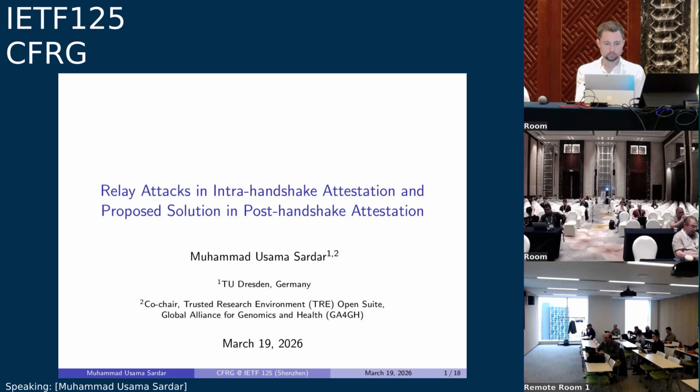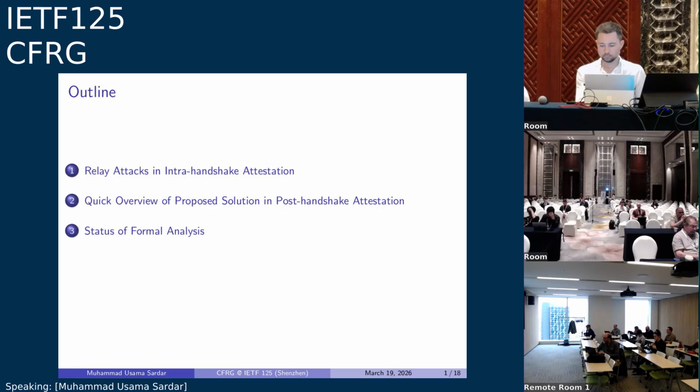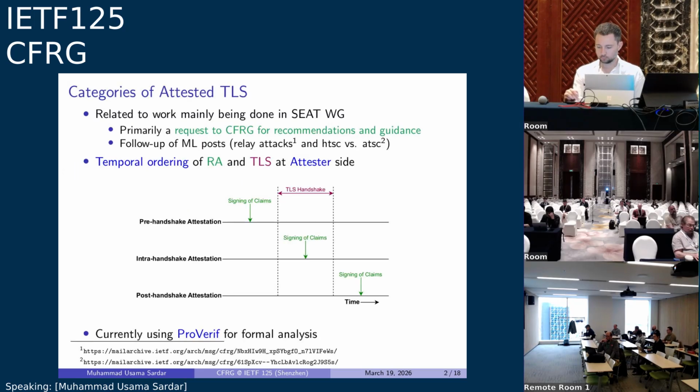So I'm going to talk about relay attacks in intra-handshake attestation and a proposed solution in post-handshake. I had a couple of links already in the mailing list. I'm going to talk first about the relay attacks, then give a very quick overview of RFC 9261 and our post-handshake attestation solution, and finally about the formal analysis that we are doing. The work is mainly being done in the SEAT working group. And why I'm here is basically to make a request to CFRG for recommendations and guidance.